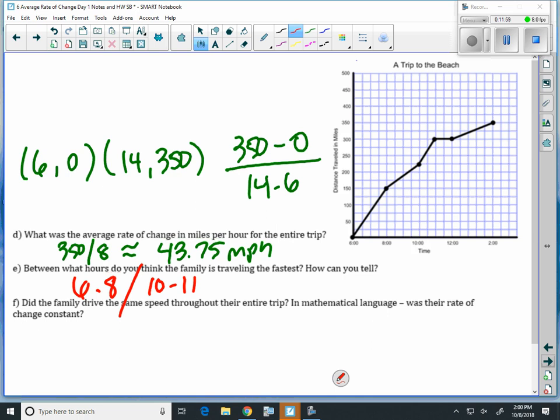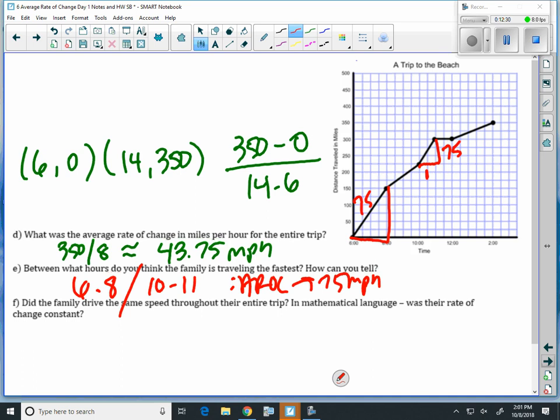Oh. Okay, so let's just calculate. Actually, did we already find from 6 to 8? What was it? Was it 75? I think it was 75. So then we haven't found 10 to 11 yet. So 10 to 11 would be 1 hour, and it jumps from 225 to 300, which is 75. Is 75 over 1 75? Yeah. Okay, so they're actually both the same. The average rate of change there is 75 miles per hour.